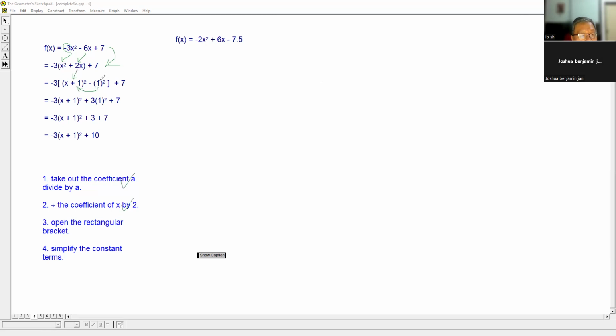Oh, you see that the rectangular bracket is until here. So if I want to open the bracket, this -3 I multiply here. This -3 I multiply here. So can you see that there is a -3 here? And also the -3 and the negative there become +3. This one you just copy down the same. Then this one, -3, you cannot do anything. You just leave it outside. This one, +3 multiplied with 1 square is +3. So +3 plus 7 is +10. This is to open the rectangular bracket and simplify the terms. So far, can follow? Can.